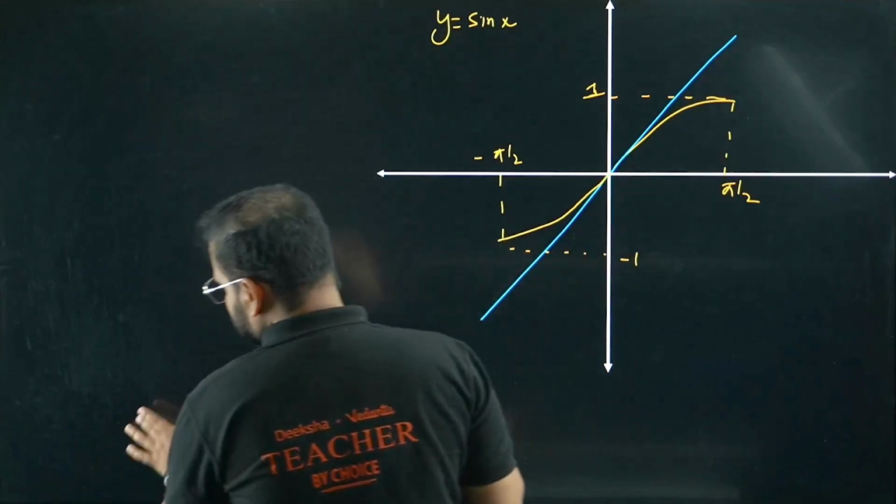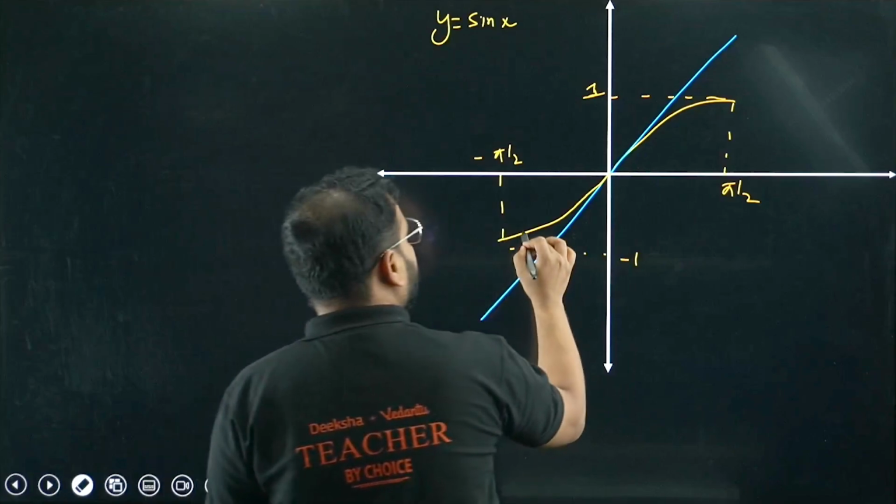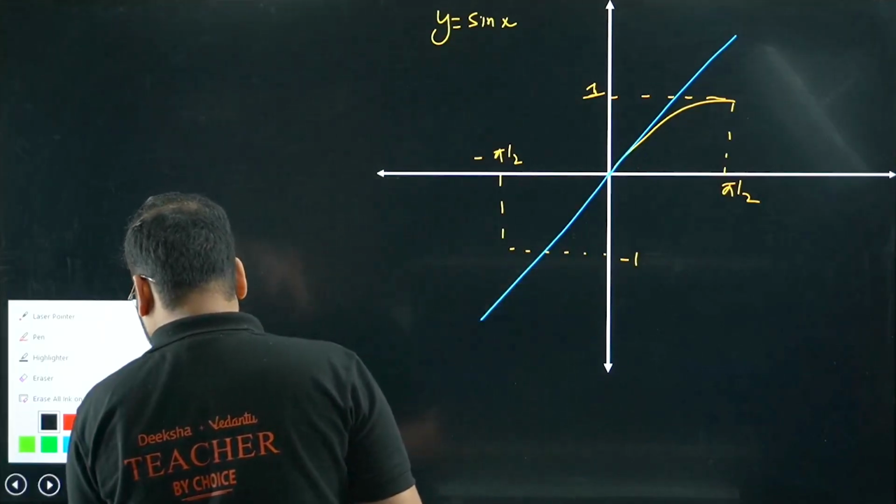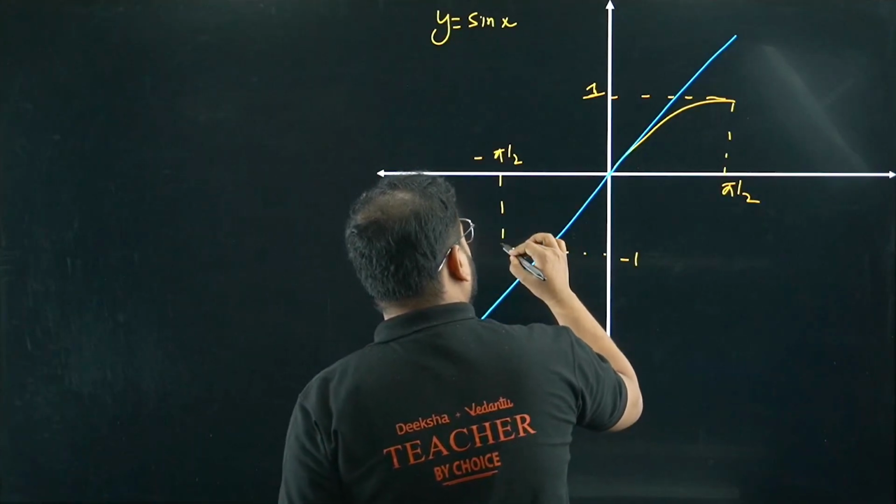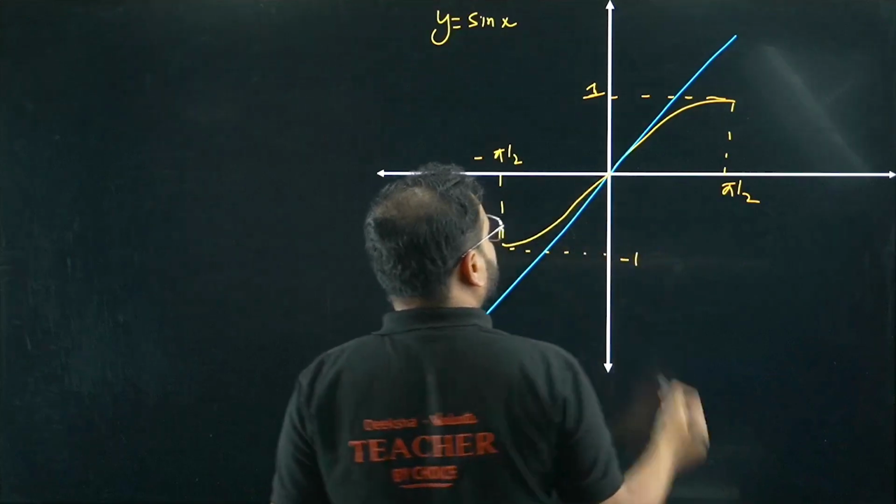Okay. Something like this. One second. You already know my graphing skills are not very good, but I'll try to make sense. Okay, this is what the graph will look like.